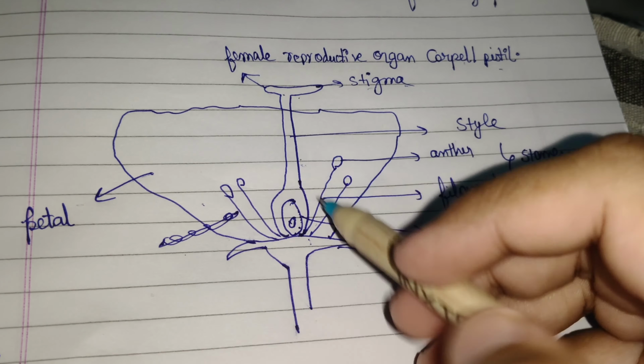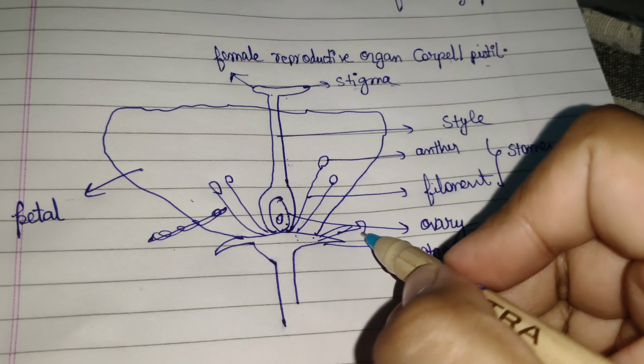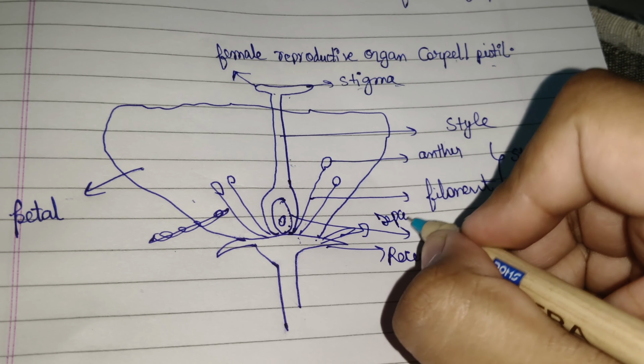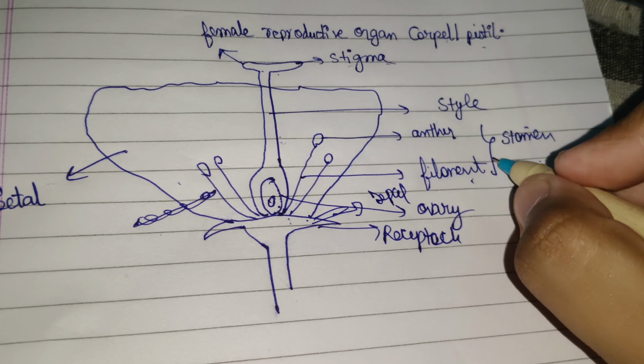And it is the petal, and there are sepals. Sepals are basically those green leaf-like structures below it. They are called sepals. And here we can see the anther and filament. It is the male reproductive structure called the stamen.